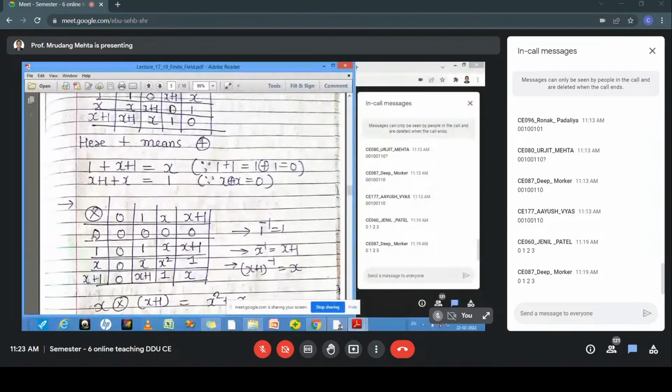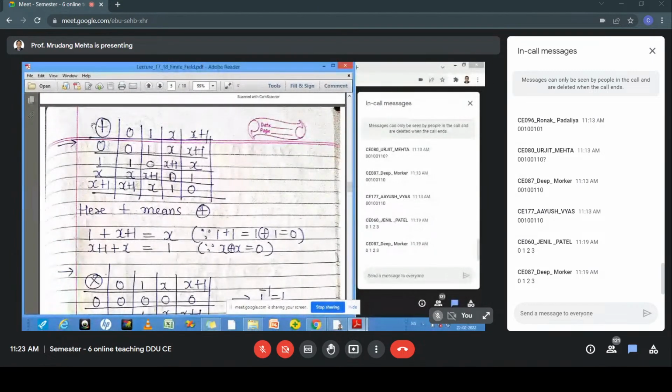Okay, now multiplication. Now if you see in this plus operation, wherever we have addition with 0, we get the same element, right? So 1 XOR 1, that is 0. And x XOR x, that is 0. And x plus 1 XOR x plus 1 is 0, because x plus x is 0 and 1 plus 1 is 0. Is that clear?